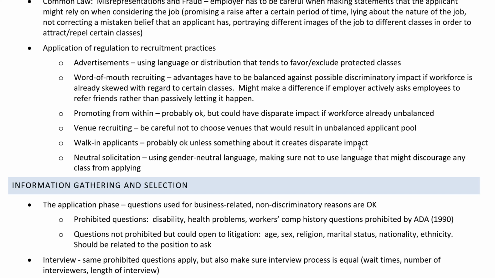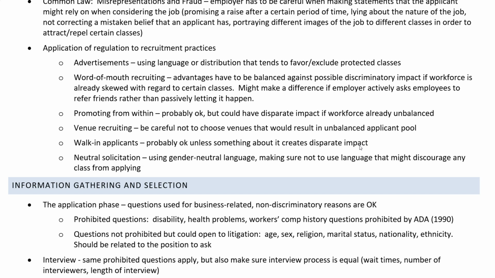It might make a difference if the employer actively asks employees to refer friends rather than just passively letting it happen. Because if I'm actively asking employees to refer friends, then it seems I'm taking more of an active role in that, and that might increase the potential of my liability. But again, this is not going to be very common. In most cases, word of mouth recruiting is absolutely fine.